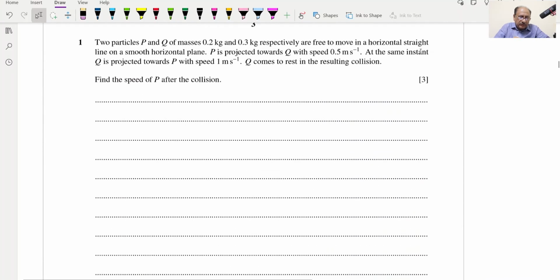Question number 1 says two particles P and Q of masses 0.2 kg and 0.3 kg respectively are free to move in a horizontal straight line on a smooth horizontal plane. P is projected towards Q with speed 0.5 meter per second. At the same instant, Q is projected towards P with speed of 1 meter per second. Q comes to rest in the resulting collision. Find the speed of P after the collision. So this is a 3-mark question.